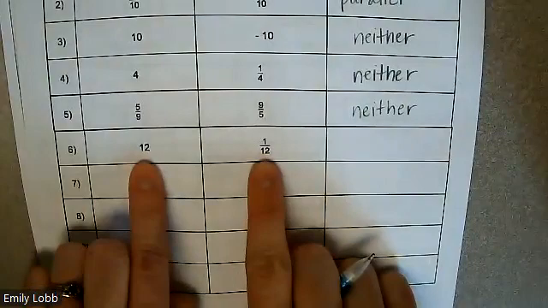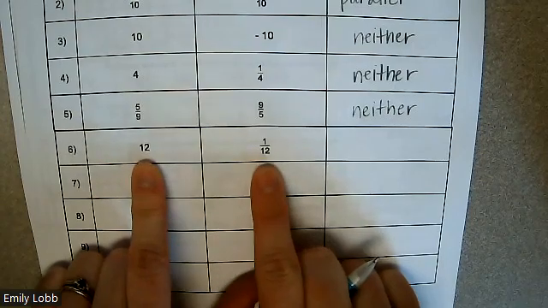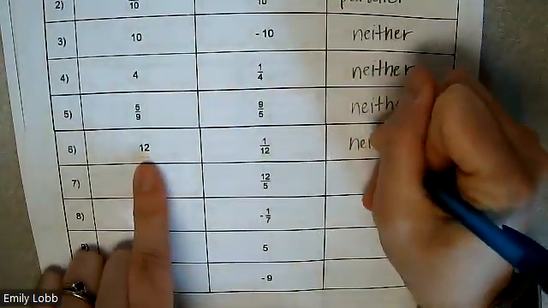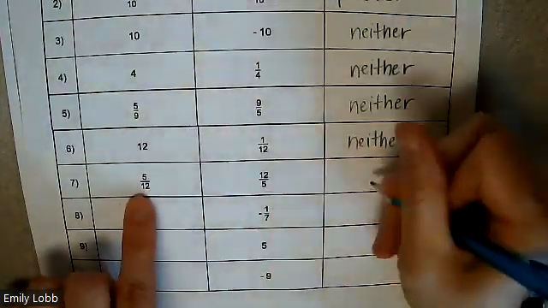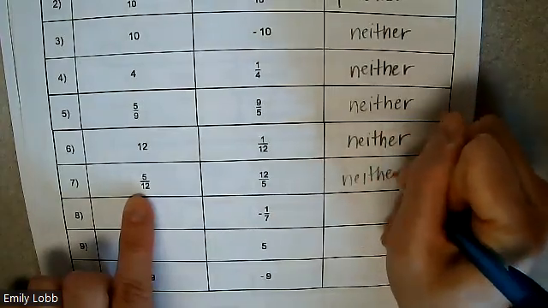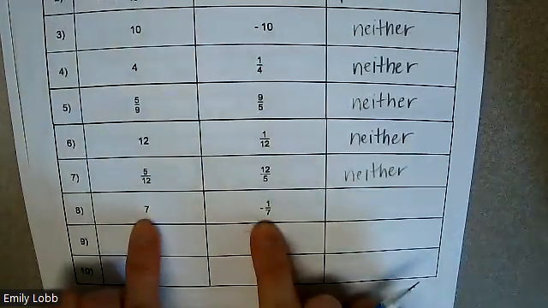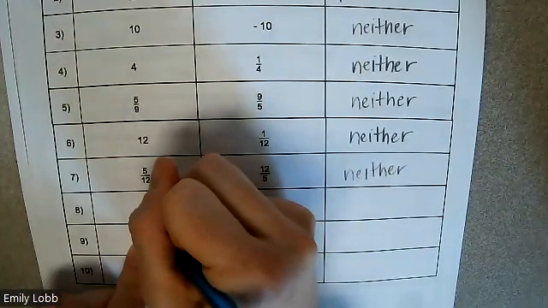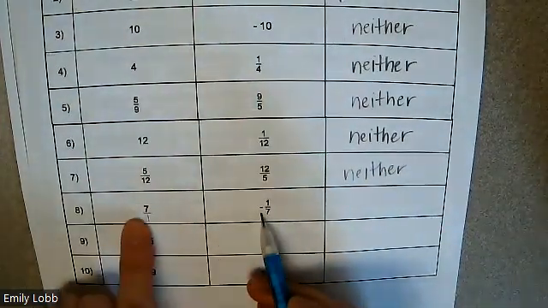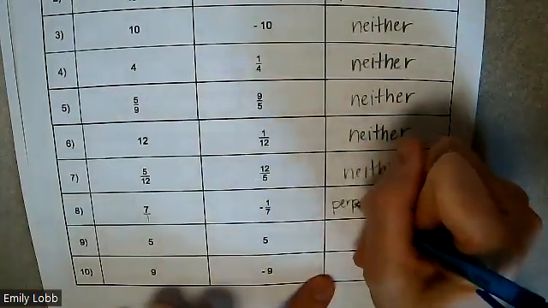How about number 6? Are these the same? Nope. Are they opposite reciprocals? No, they're just reciprocals. They're not opposite. So they are also neither. How about this one? Just reciprocal, not the opposite, right? How about number 8? They're not the same, but they are opposite reciprocals, right? This would be like 7 over 1. They took the opposite of this and they flipped it. So this would be what? Perpendicular.